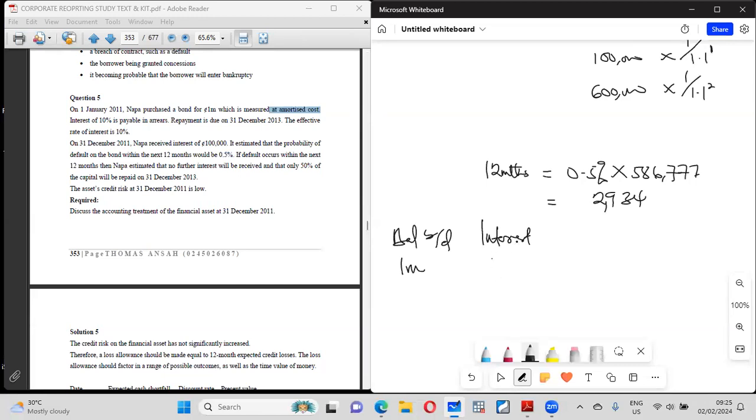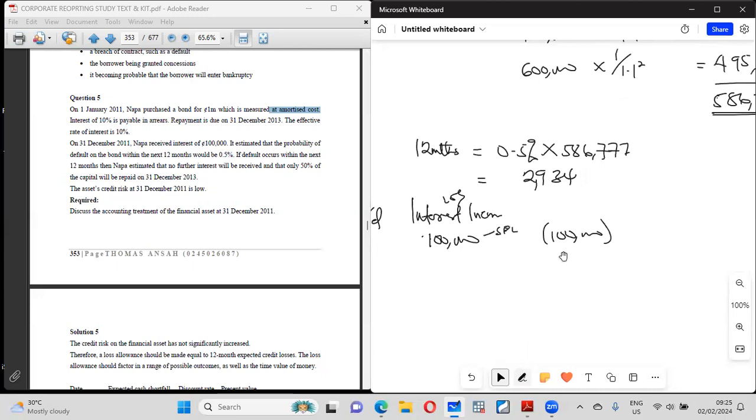But the interest income will be calculated on the gross, because it's not credit impaired. So it will be on the 1 million. Our interest income is 10% effective, so 10% will be 100,000, which will go to our SPL. Of course, they received the 100,000. This is the receipt. Which means our balance carried down is how much? The same 1 million.